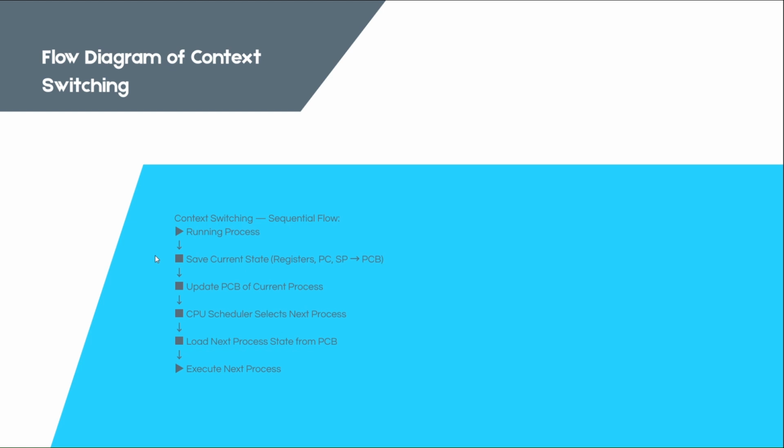After saving the context, the CPU scheduler checks the ready queue. It selects another process that is waiting for execution. The operating system then restores the context of the selected process from its PCB. Finally, the CPU resumes execution from exactly the same instruction where the process had stopped previously.